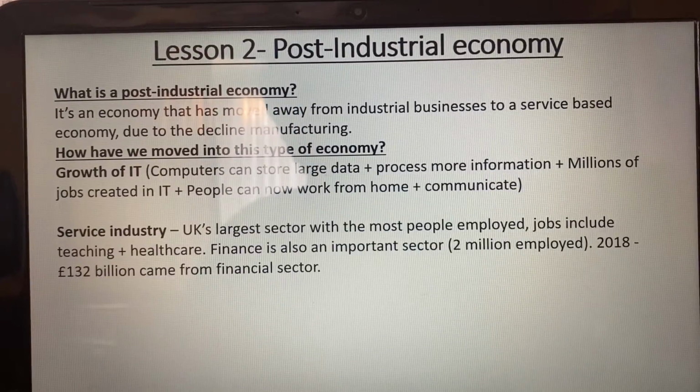Another reason is the service industry, which is the biggest sector in the UK. About 75% of the UK's economy is employed in the service sector. That includes teachers and people in the healthcare profession. Also part of this sector is the finance sector. For finance, you will have to talk about how over 2 million are employed in huge areas of finance. Give an example of Canary Wharf, where up to 132 billion in 2018 came from the financial sector.